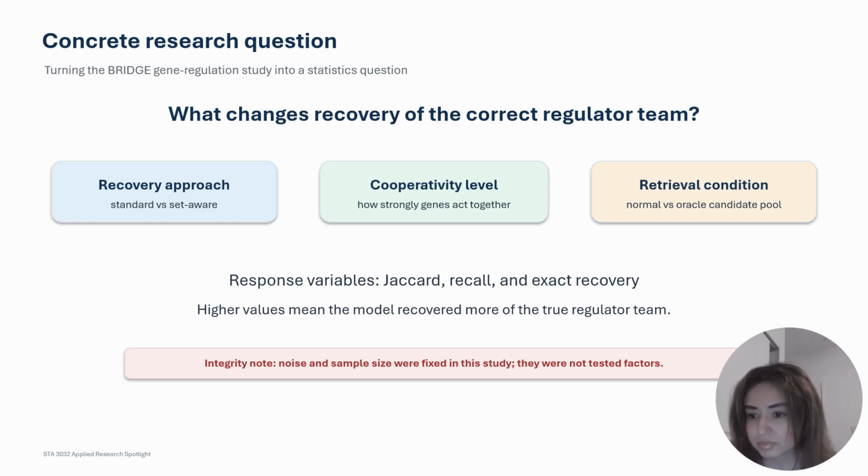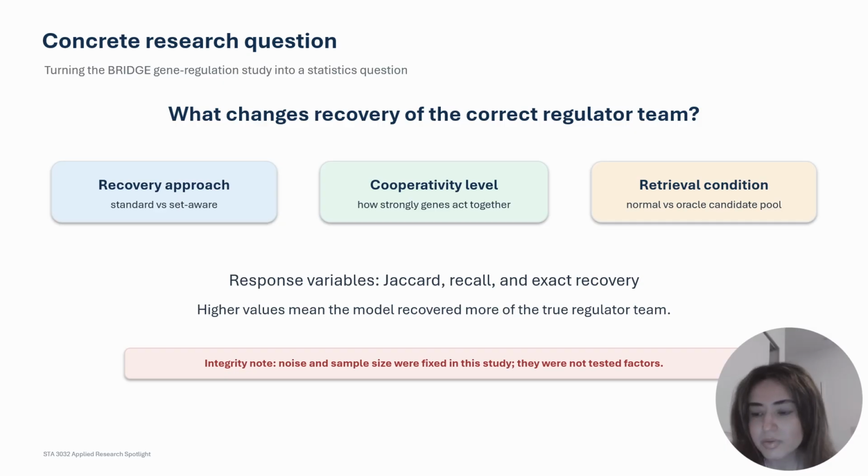So in this setting, we will work on the factors, and the factors we will focus on are the recovery approach. What it means is that we have different strategies to recover the regulators. We have different cooperativity levels, which means how complex we make it, how much we make the different genes interact with each other in the simulation. And we also have different conditions of retrieval, which will be discussed in the next slides.